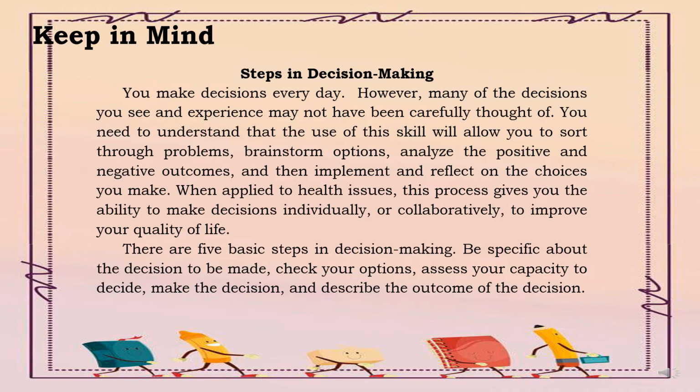When applied to health issues, this process gives you the ability to make decisions individually or collaboratively to improve your quality of life. There are 5 basic steps in decision making. Be specific about the decision to be made, check your options, assess your capacity to decide, make the decision, and describe the outcome of the decision.